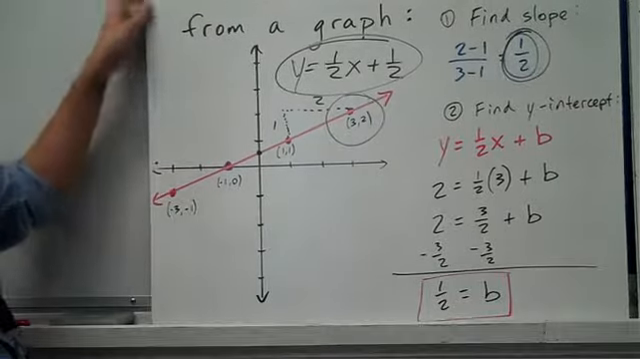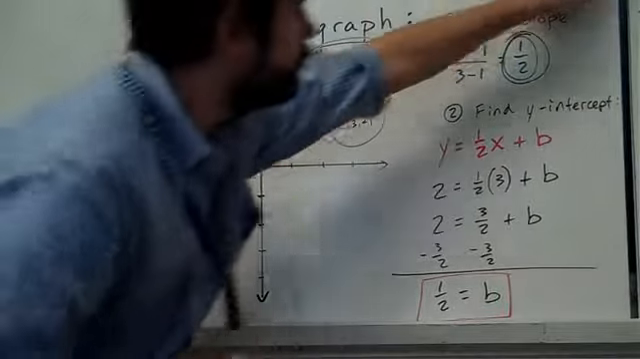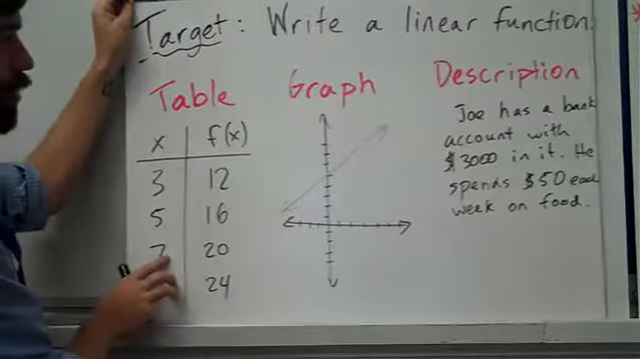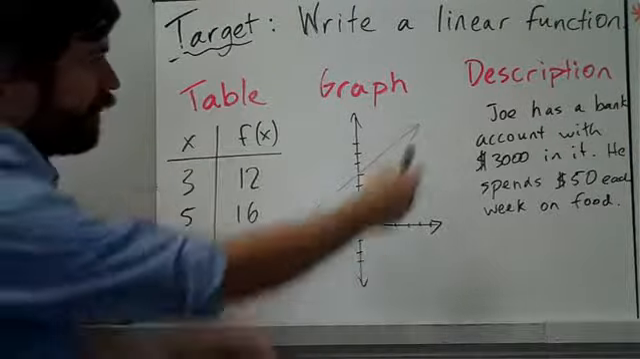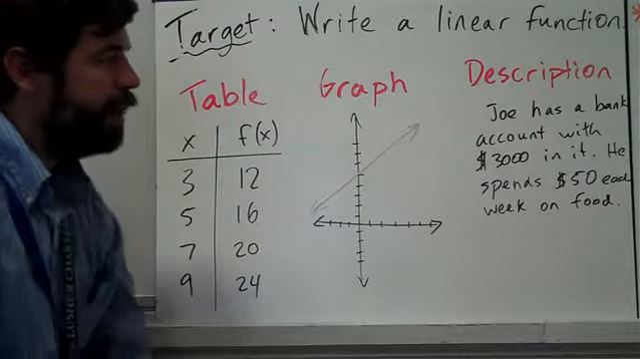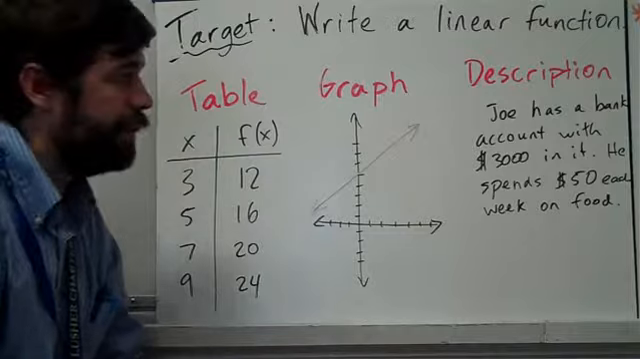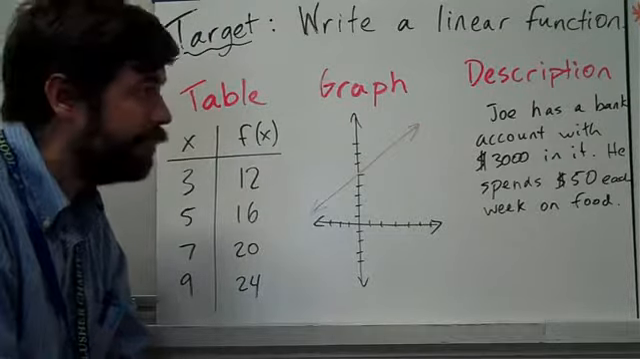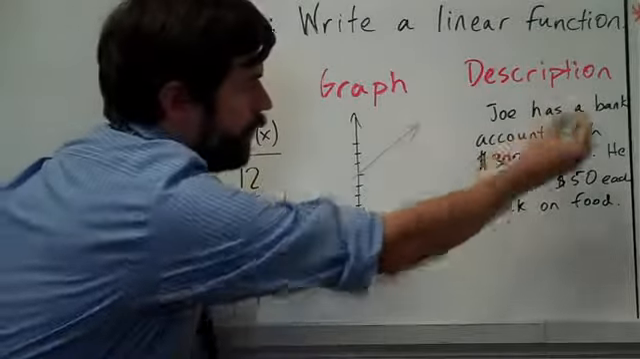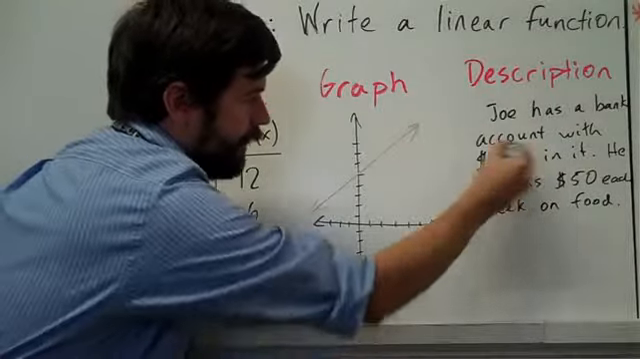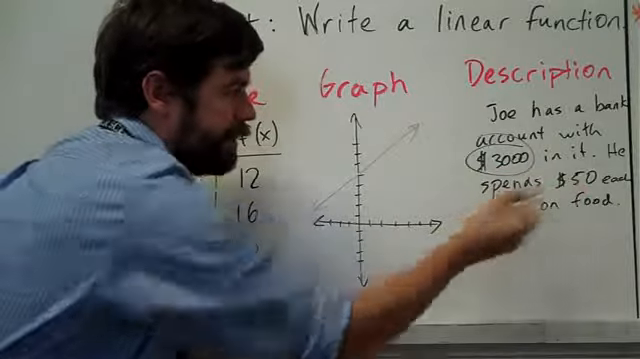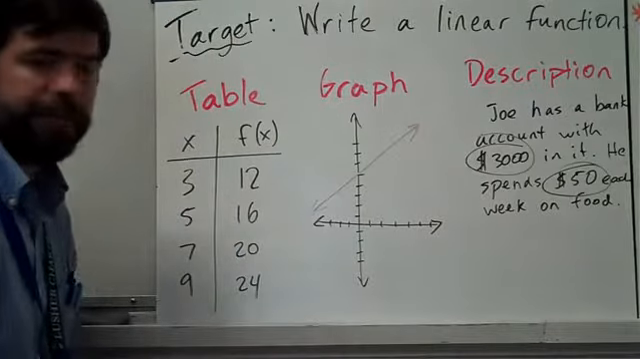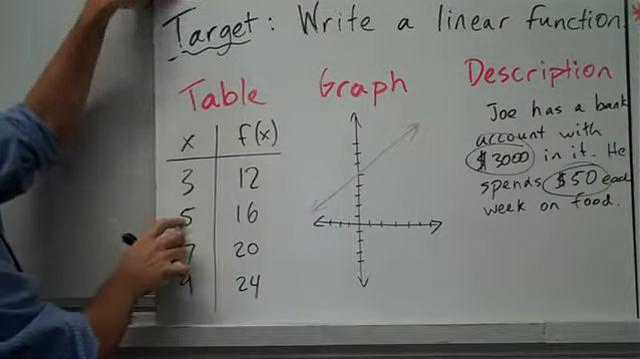Okay. Now, the last type of problem that we had was a description. So we looked at a table, a graph. Now, for the description, it's usually going to give away the starting point and the rate of change in the problem. So for this problem, Joe has a bank account with $3,000 in it. That's the starting point. And he spends $50 each week on food. That's the rate of change, $50 each week. So let's go ahead and take a look at one like that.